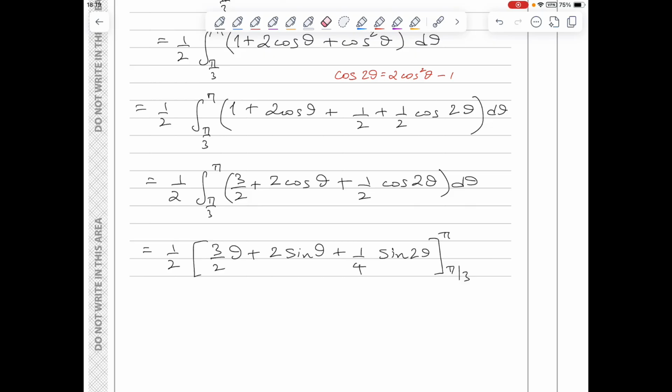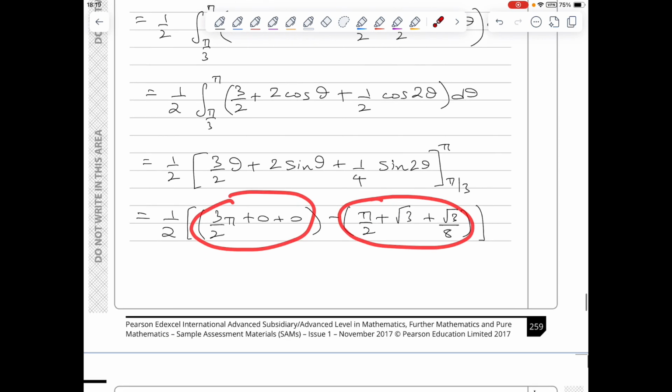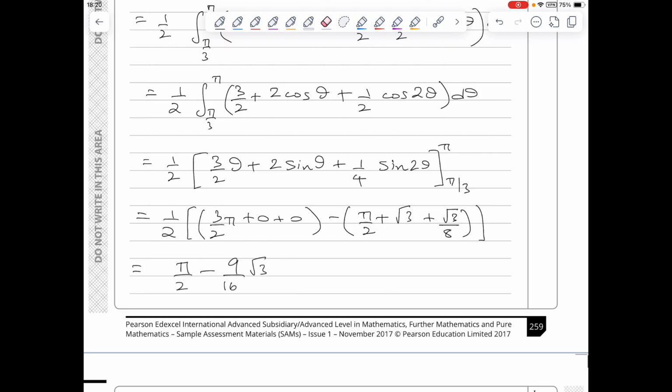Doing so will give me 3 over 2 theta plus 2 sine theta plus 1 over 4 sine 2 theta. And the limits I'll be using is for the lower one, the point of intersection, and for the upper one, that's the maximum value of theta I have in the question. So let's replace and get this value for pi and this value for pi over 3. When you simplify, you get the following: pi over 2 minus 9 over 16 root 3.